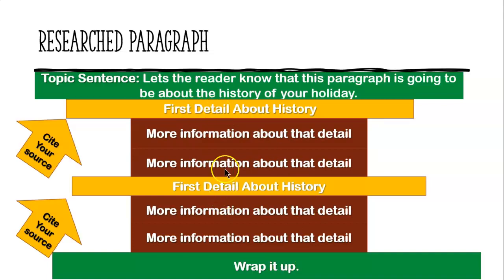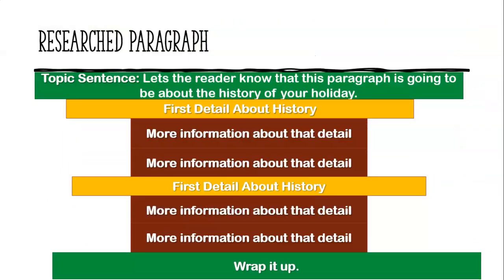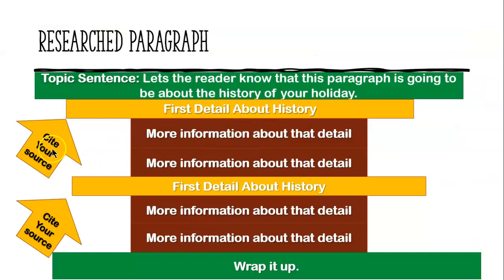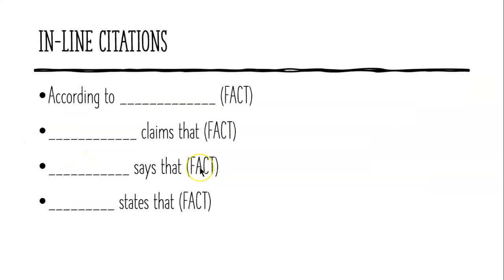When I give these 2 details about history, I'm pulling them straight from this article, so it's going to be really important for me to cite my source. I can't just take that information without giving the original author any credit. To cite my source, I would say something like, according to Britannica Online, Memorial Day was originally a Civil War holiday. Or Britannica Online claims that Memorial Day was originally a Civil War holiday.